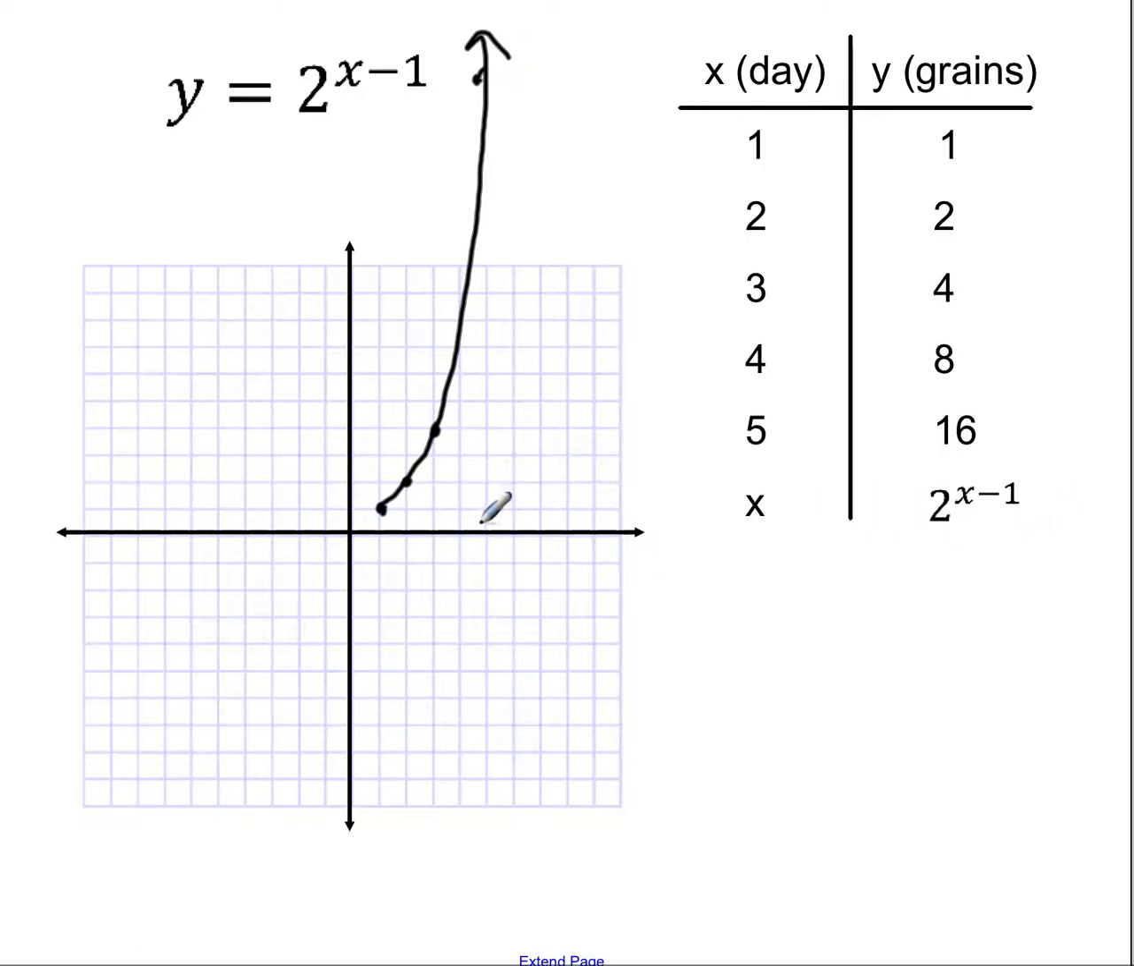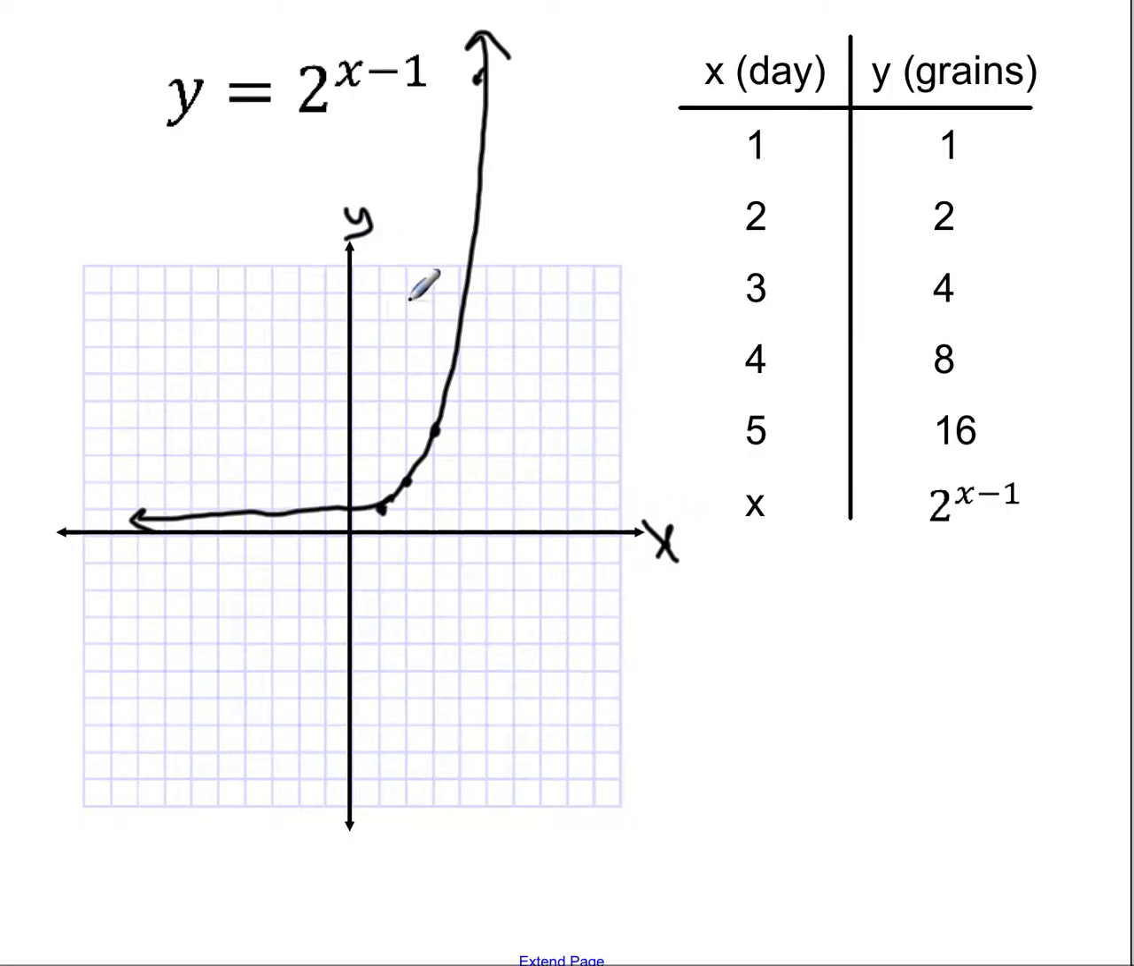And if you take this down into the negatives, you will see that you get close to, but actually never cross over into the negatives. In terms of days and grains of rice, it doesn't make a whole lot of sense, but in terms of algebra, I'm never going to get a negative value, because my base is not negative. So an exponential equation hugs the axis but never crosses over it.